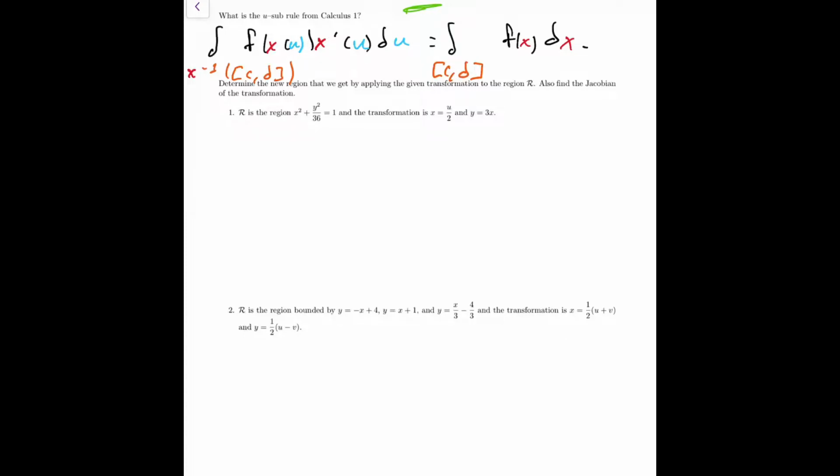So we're going to begin by doing this problem here. And I first need to point out that there is actually a typo. So x is equal to u over 2 is correct, but it should say y is equal to 3 times v. So let me change that now.